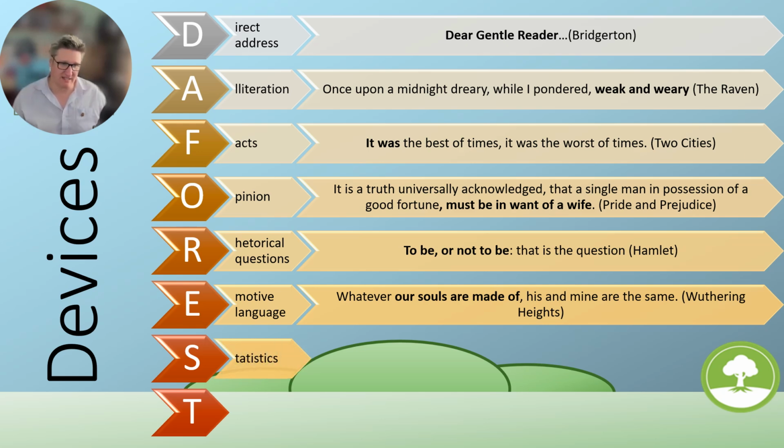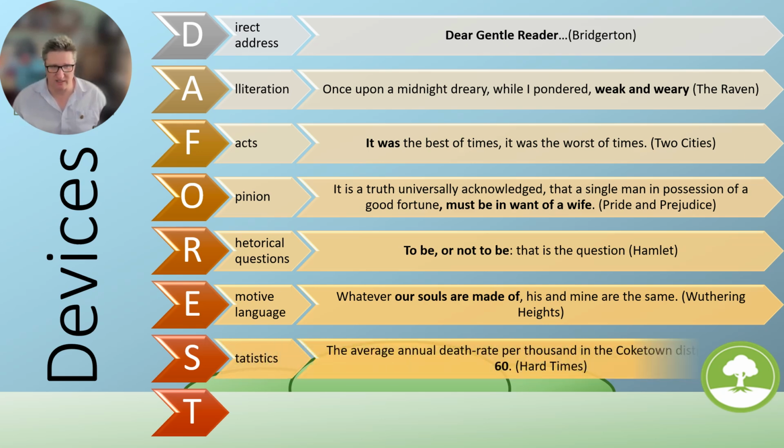S, of course, would be something like statistics. So again, back to Charles Dickens: the average annual death rate per 1,000 in the Coketown districts was 60. This is from his book Hard Times.